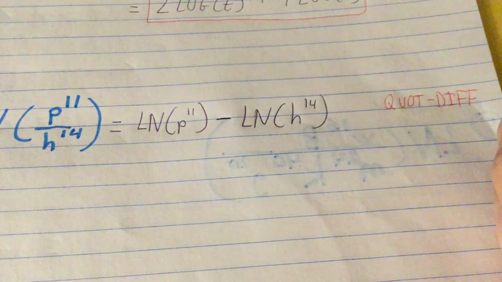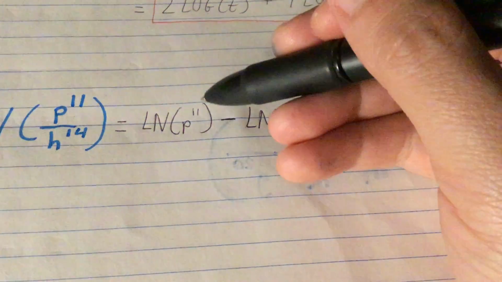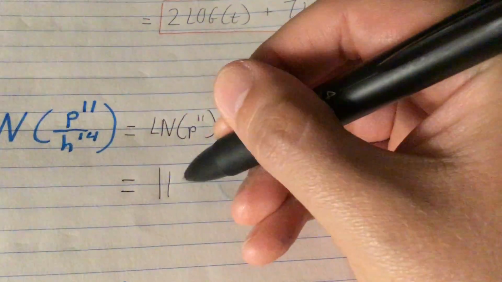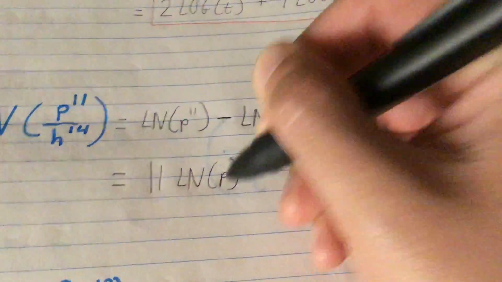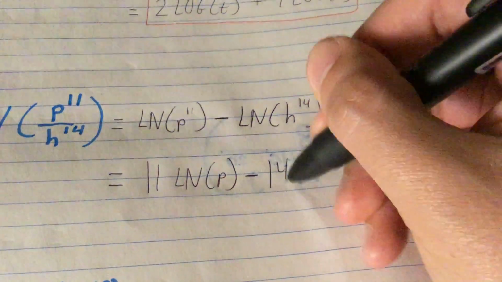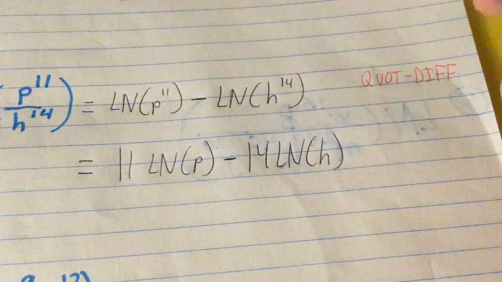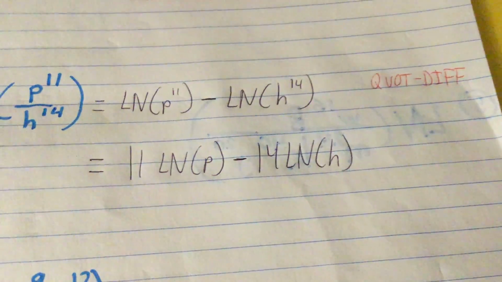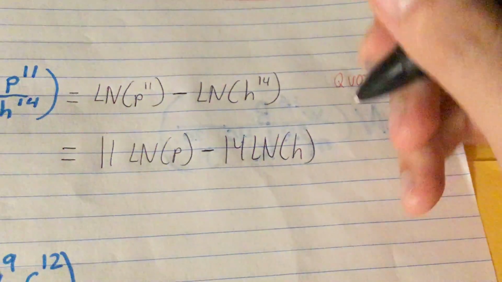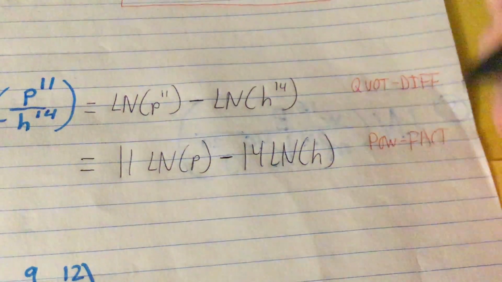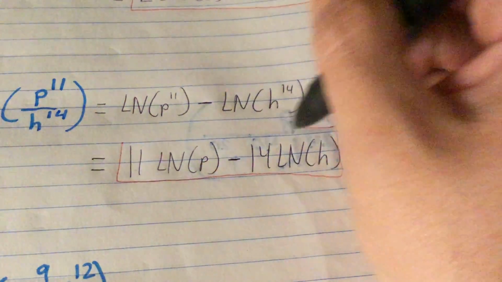So by quotient difference, this is why I expand it like this. But is this completely expanded? You've got an exponent in your logarithm. You've got another exponent in your logarithm. So the exponents can fly to the front using the power factor rule. So this becomes 11 natural log of p minus 14 natural log of h. And the reason why I can do that is because of, yet again, the power factor rule. I'm going to use a different pen since this one doesn't seem to click correctly. Power factor rule. Much better.